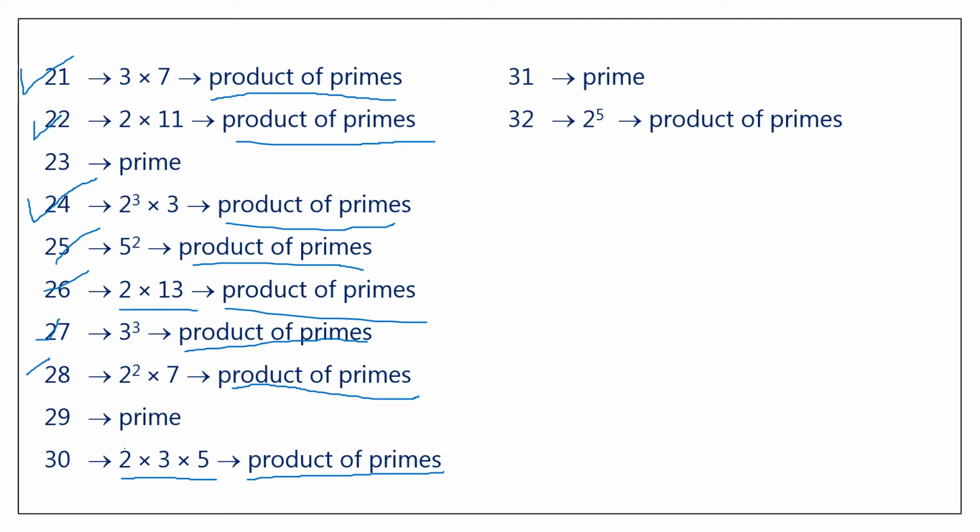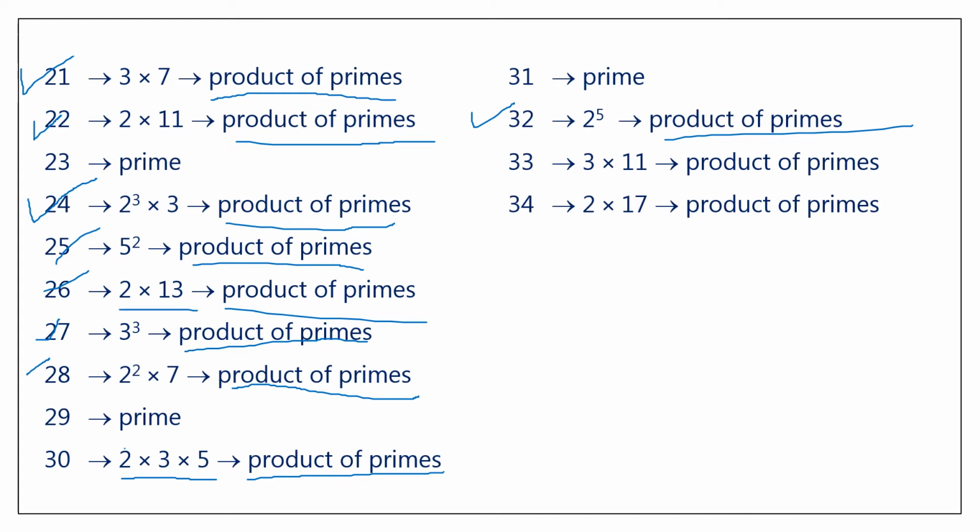32 is a composite number which we can write as 2 power 5, 2 into 2 into 2 into 2 into 2, that is 2 multiplying 2 5 times, therefore that is also a product of primes. 32 can be expressed as a product of primes. 33 we can write 3 into 11, that means 33 also can be expressed as a product of primes. Here the primes involved are 3 and 11.